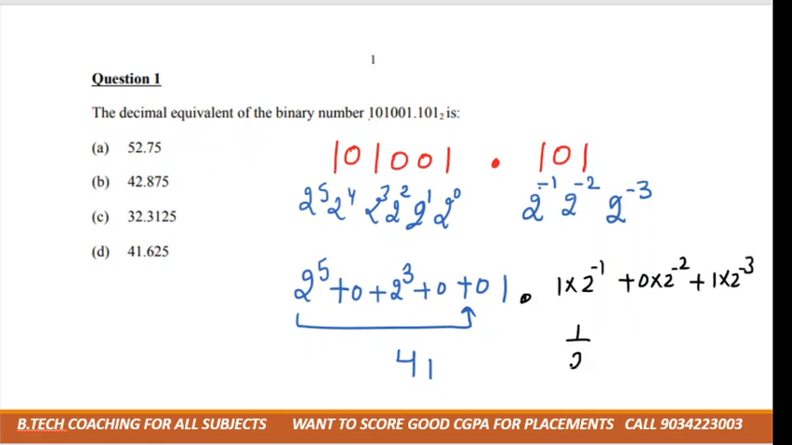So that would be 1 by 2 plus 0 plus 1 by 8, since 2 raised to power 3 is 8, right? So if we add it, then we'll get 0.625. So the correct answer is D, 41.625. Clear?